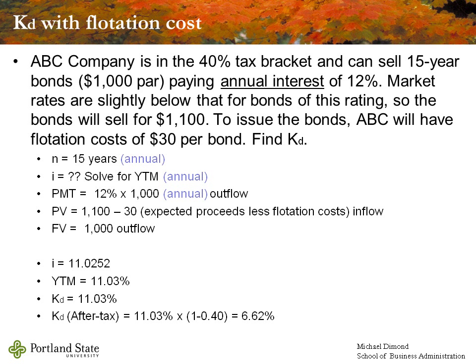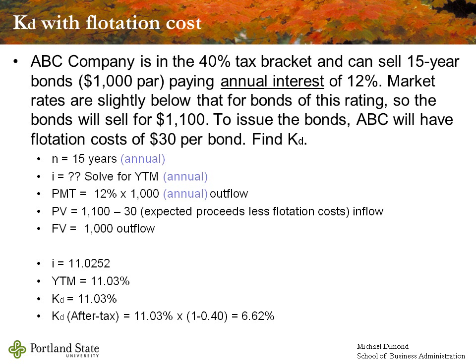If we wanted to know the after-tax cost of debt, we'd take that and multiply it by the tax shield, which in this case would be 1 minus 40%. 11.03 times 1 minus 40% would be the same thing as 11.03 times 60%, which would give us 6.62%.